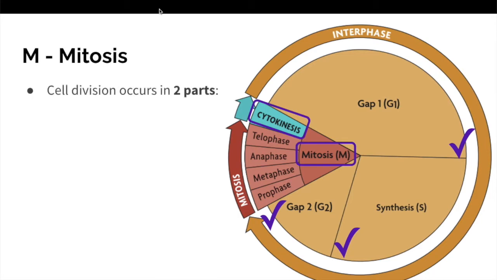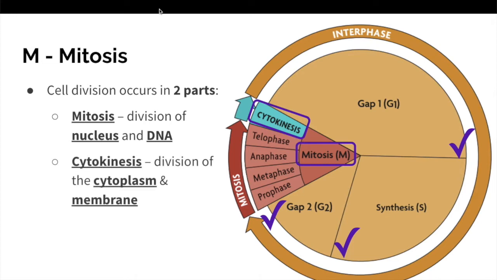So mitosis occurs in 2 major parts. The process of mitosis overall is the division of the nucleus and the DNA inside of it. And the end process of cytokinesis is the final division of the cytoplasm and the cell membrane, which fully forms 2 complete cells. So the result at the end of the overall cell cycle is that one cell has divided to form hopefully 2 identical cells, and also hopefully each cell has identical DNA.